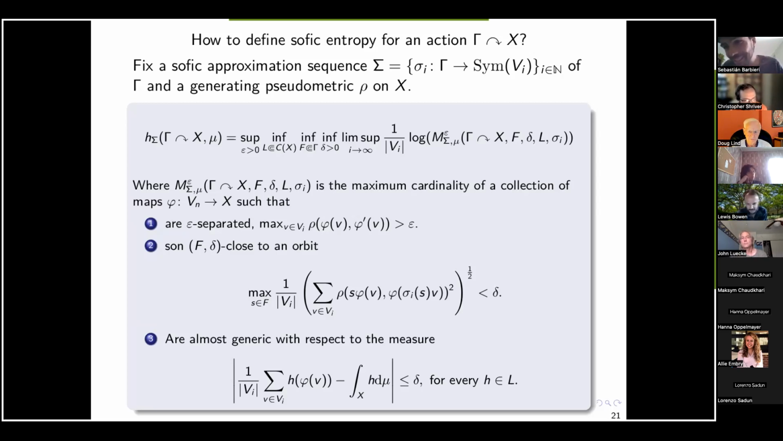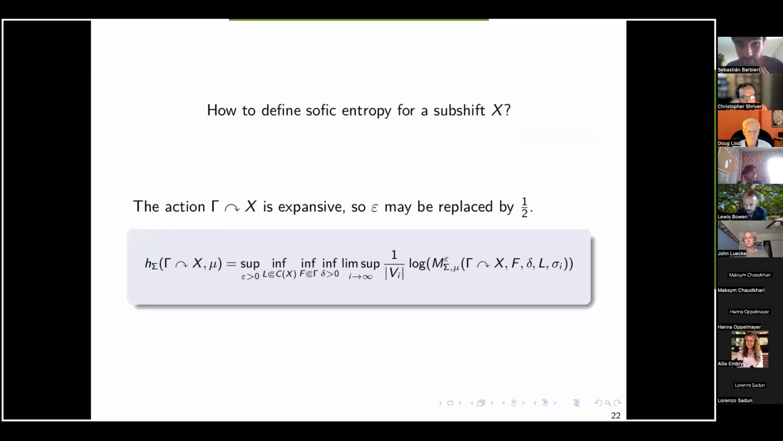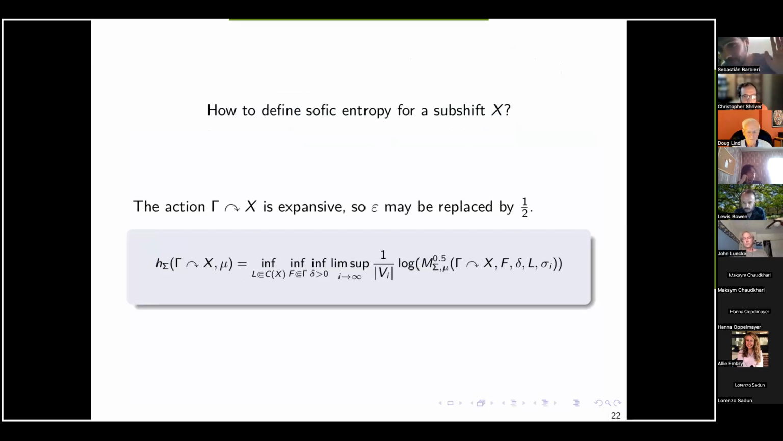Okay, there are many details here, but this is too general. This is for a general action of gamma over a compact set. For a subshift, this thing is much simpler. So, I can simplify things a little bit. What if I have just a subshift? First things first, subshifts are expansive actions. So epsilon, I don't care, I can replace it by a half. So the formula is a little bit simpler now. I don't have this supremum over epsilon.